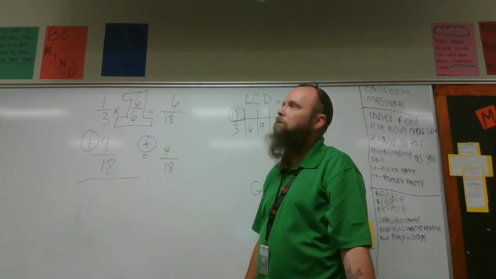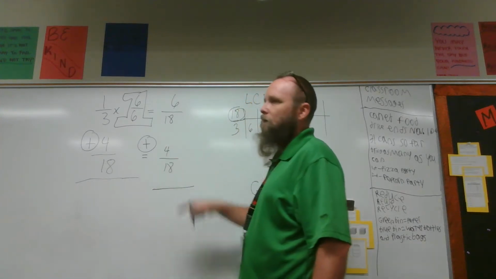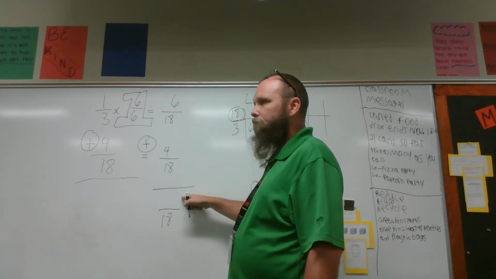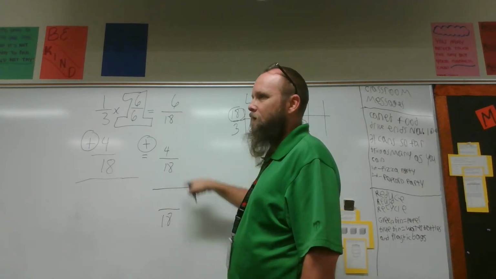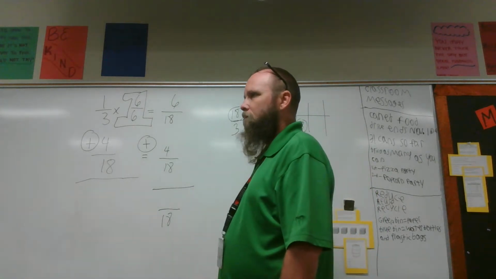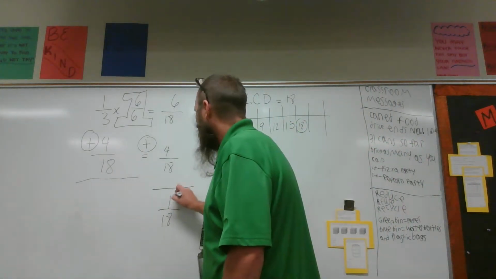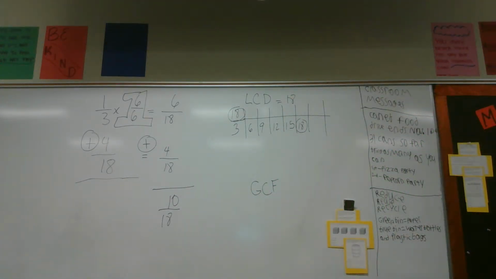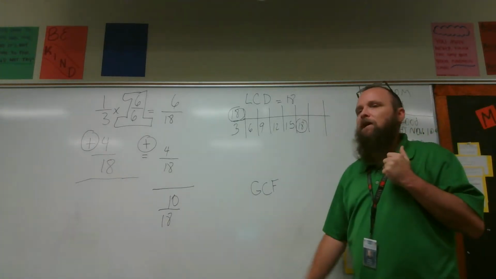All right, Najane, 6/18 plus 4/18 gives me what? The denominator stays the same. So what's 6 plus 4? 10. Good. When I'm adding the fractions, once I have a common denominator, I leave the denominator the same. When I find my sum, I just add the numerators.